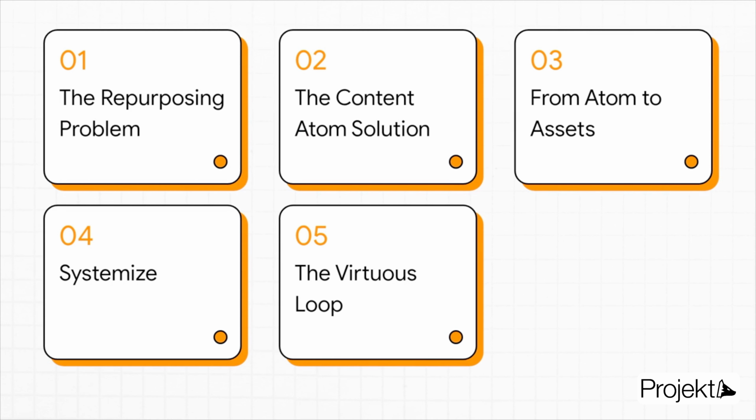So here's our game plan. We're going to start with the problem itself. Then I'll introduce you to this really elegant solution called the content atom. After that, we'll walk through exactly how to turn those atoms into assets, how to systematize the whole thing, and then, best of all, how it creates this awesome feedback loop of constant improvement.